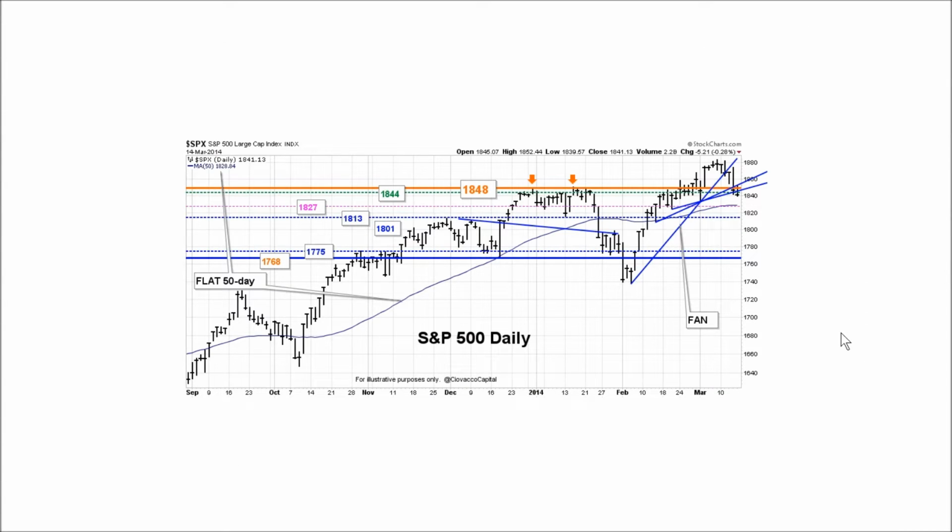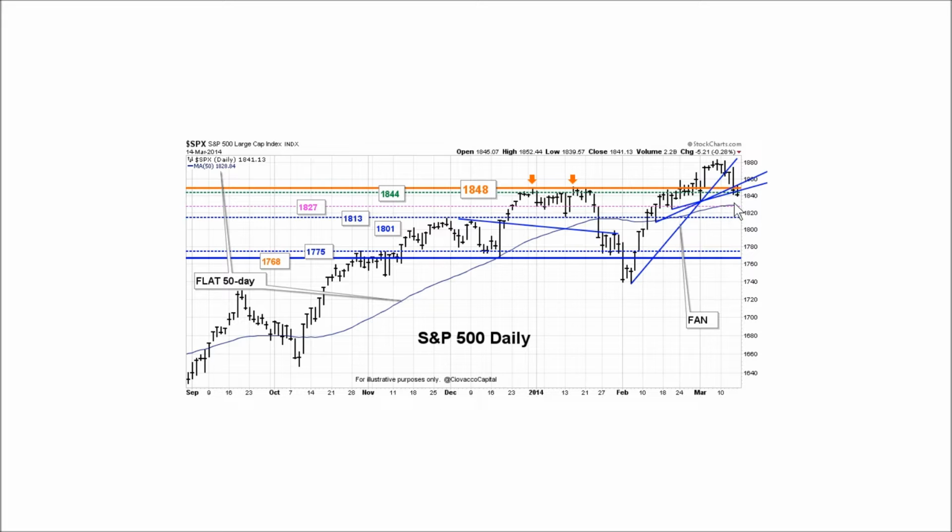Now we're looking at a daily chart of the S&P 500. We have a violation of the fan principle where you break 3 trend lines. This trend line here was broken. This trend line here was broken, and this trend line here was broken. The fan principle tells us that when we break 3 trend lines, the probability of a trend change increases.